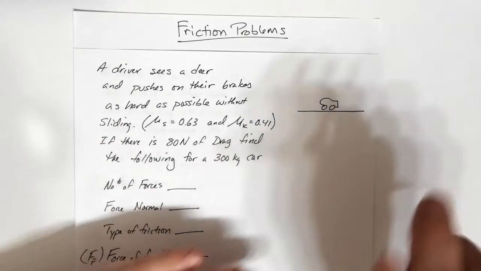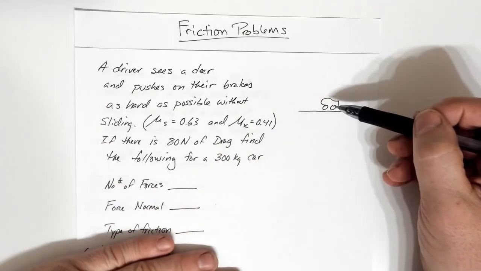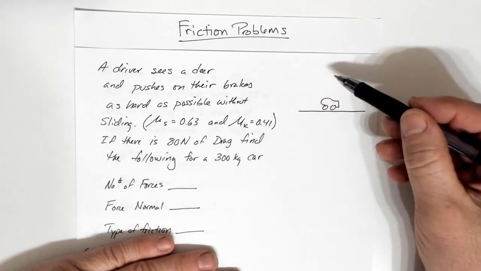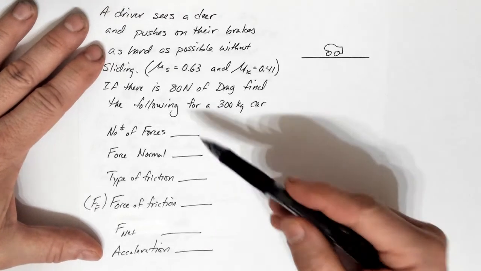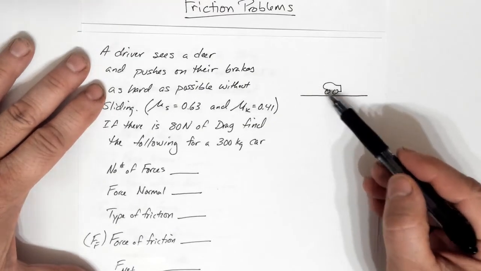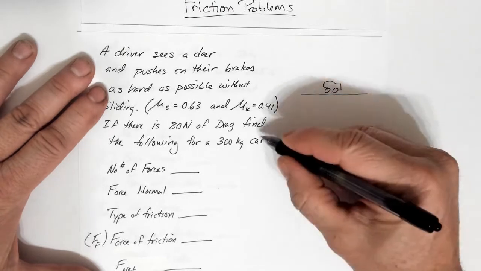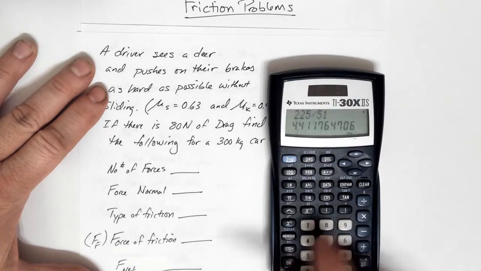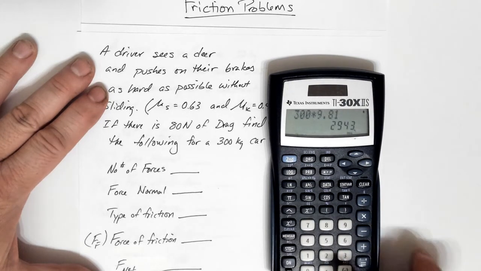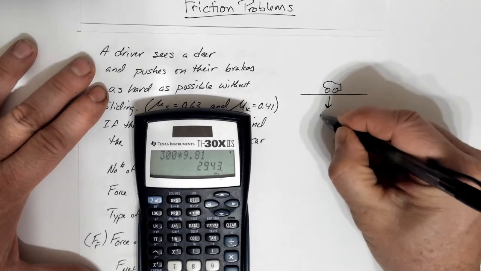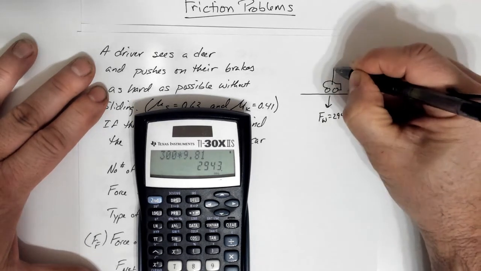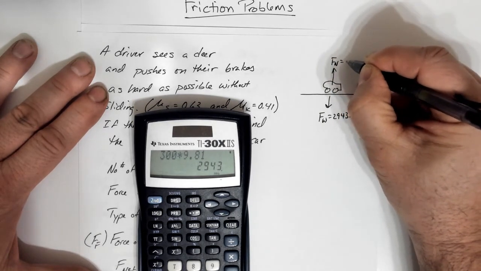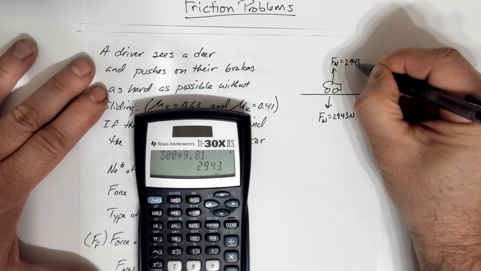So where do we start? Okay, we start by drawing a picture. We want to start finding the forces in our picture, and then we can start answering this following information list. So we need to find the number of forces, so our picture will be the best place to start. So we know we have 300 kilograms, so I want to find the weight. So 300 times 9.81 is 2,943. So the force of weight is 2,943 newtons. So that must also be the force normal acting up. Okay, it can't be any different.